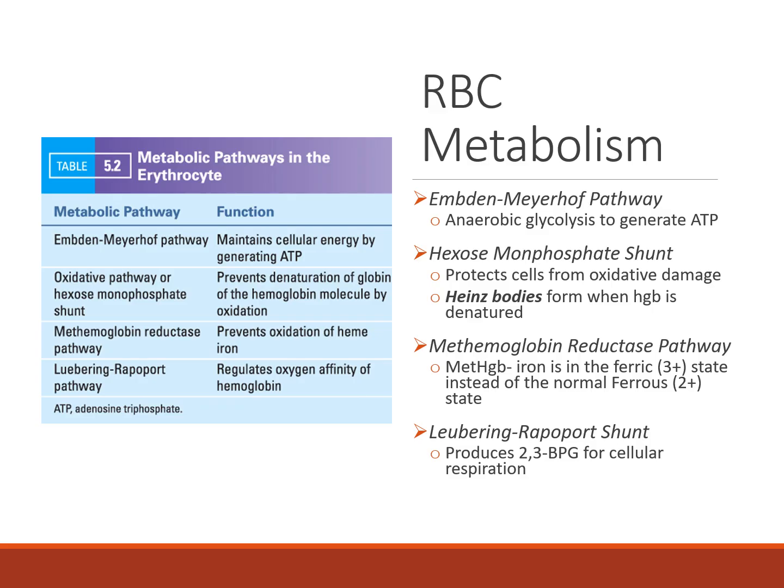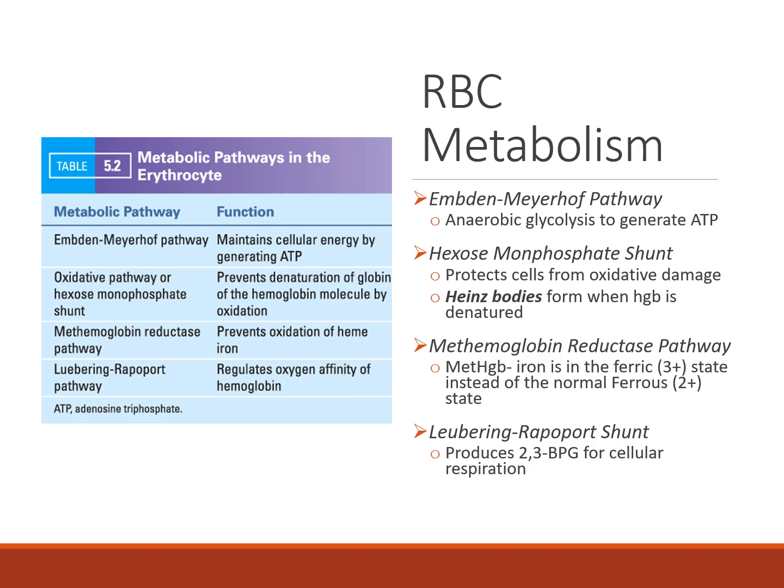And then the methemoglobin reductase pathway is basically where the methemoglobin iron that's in the ferric state, or the 3+ state, is reduced, protecting us from having that occur. Instead, we need the ferrous 2+ state. So it prevents oxidation of the heme iron. If something goes awry in that methemoglobin reductase pathway, we're not going to have the normal ferrous state. We will have the ferric state, which is harder for our body to utilize and less efficient at doing its job.